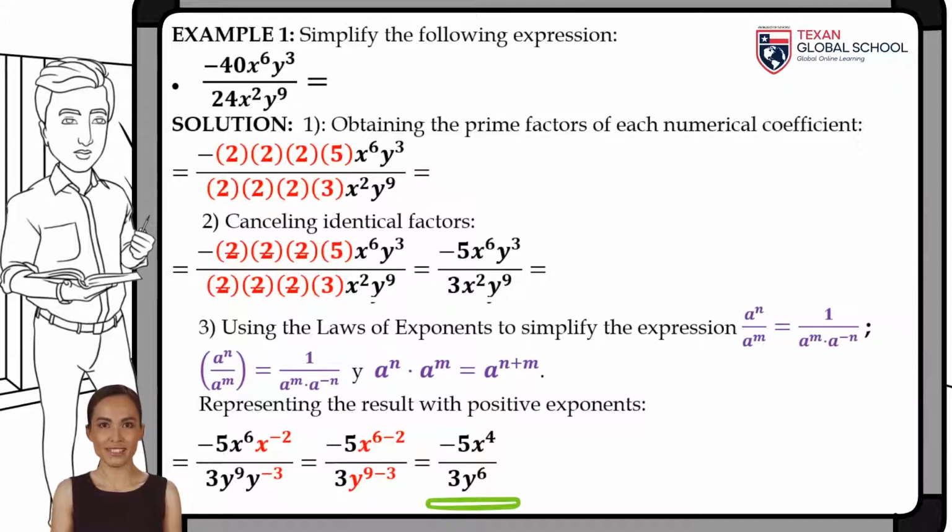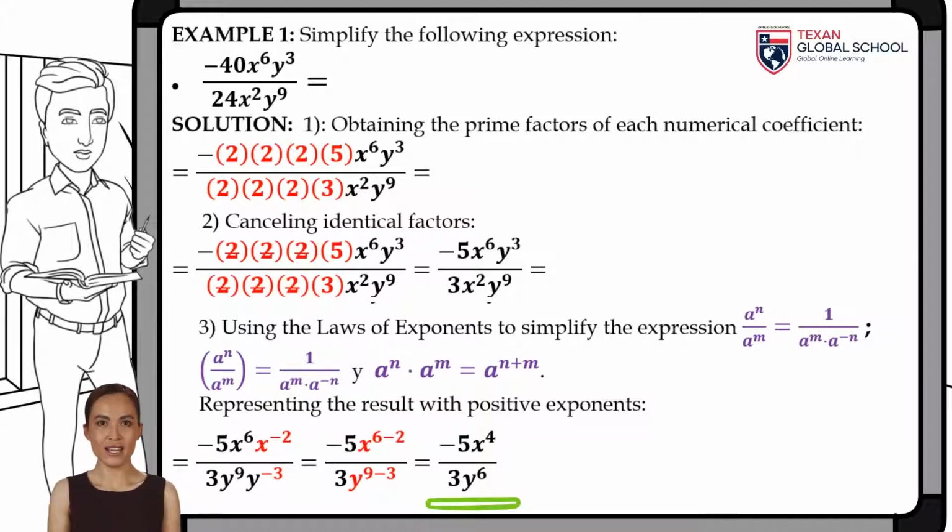As we can see, it is a simple improper algebraic fraction since the degree of the numerator is greater than the degree of the denominator. To simplify this fraction, we first obtain the prime factors of each numerical coefficient. Hence, we cancel those identical factors. In this way, the numerical coefficients are simplified. For variables, we will use laws of exponents since they are products and quotients. Remember that we must represent the result with positive exponents.